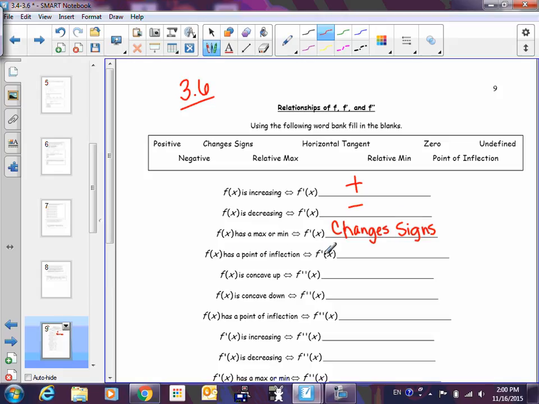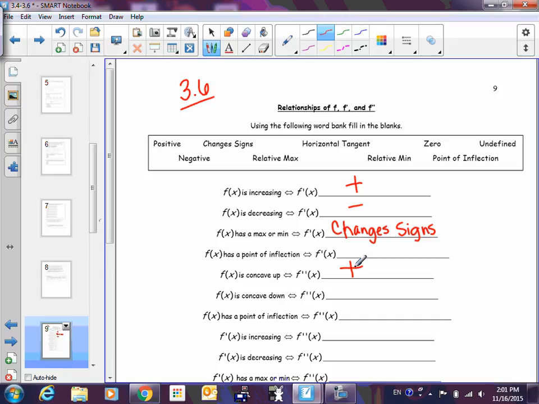This next one is not as intuitive. f has a point of inflection. What is f prime doing? We're going to skip that one for the time being. f of x is concave up. What is f double prime doing? This is what we did Thursday and Friday. So when f is concave up, what is the second derivative? This would be another positive.